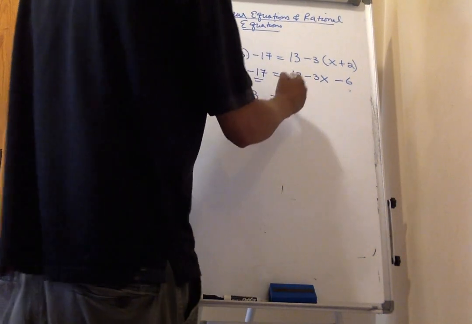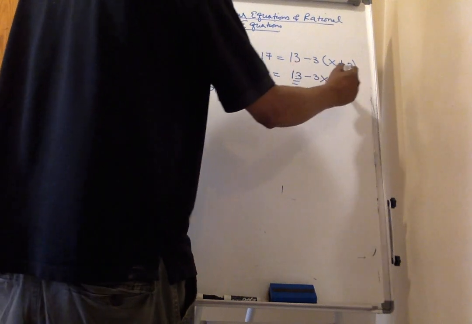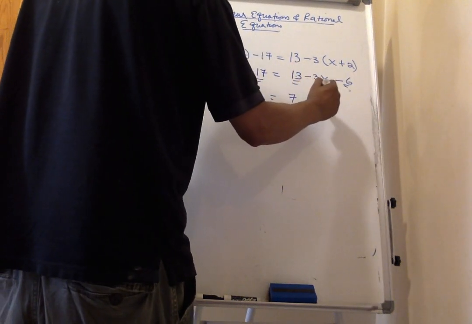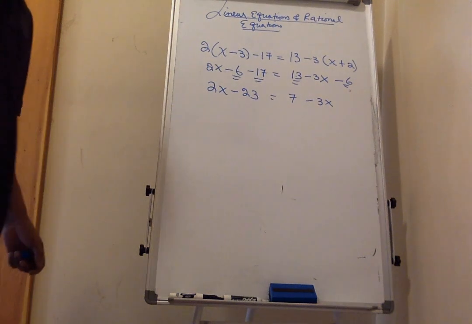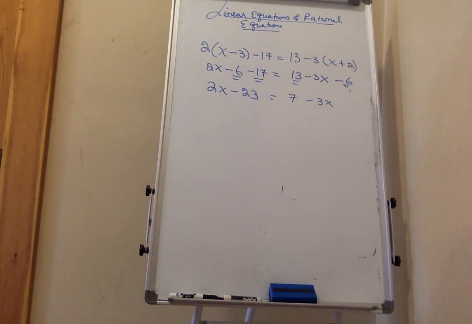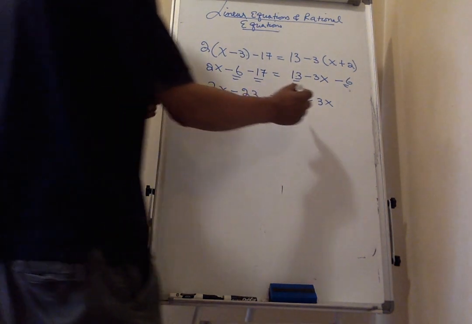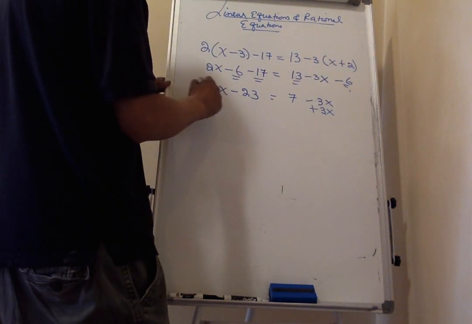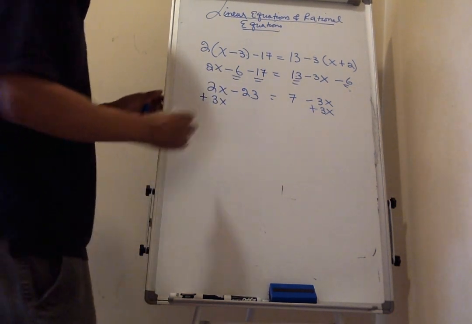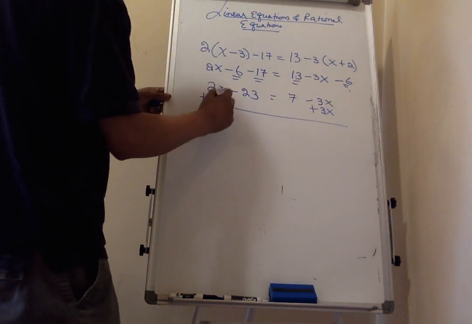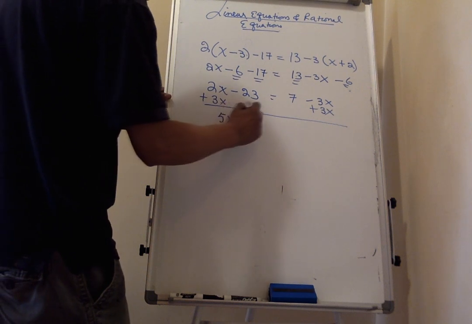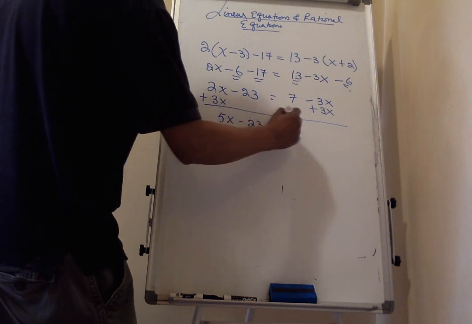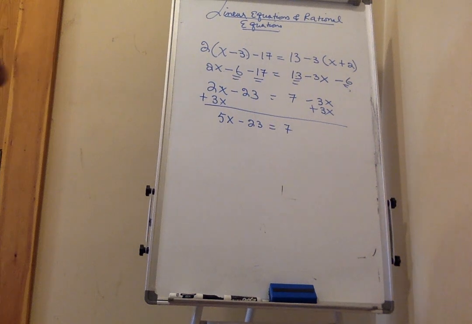Do the same thing here. 13 minus 6 is 7. 7 minus 3x. Okay. So it's telling us 2x minus 23 is equal to 7 minus 3x. We're not done with bringing like terms together. So probably I would add, because I want to bring the x's on this side, so I'm going to add 3x. Then you have 2x plus 3x is 5x minus 23 is equal to 7. I'm done with the x's.